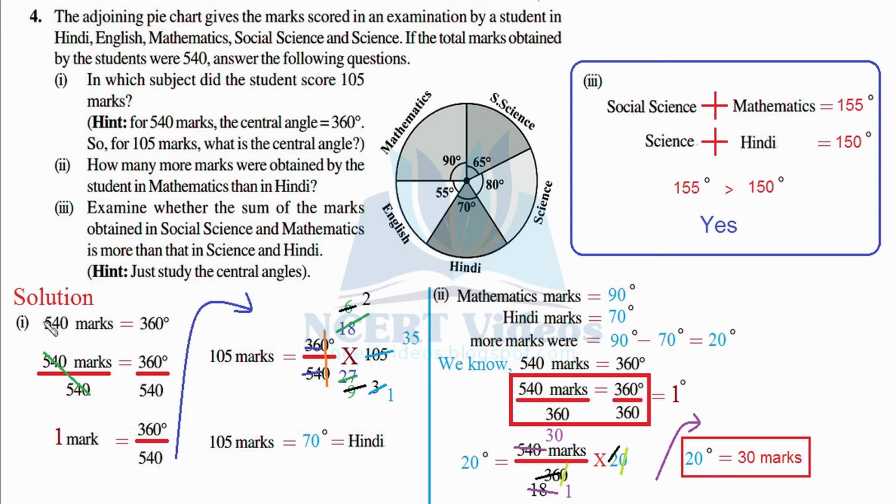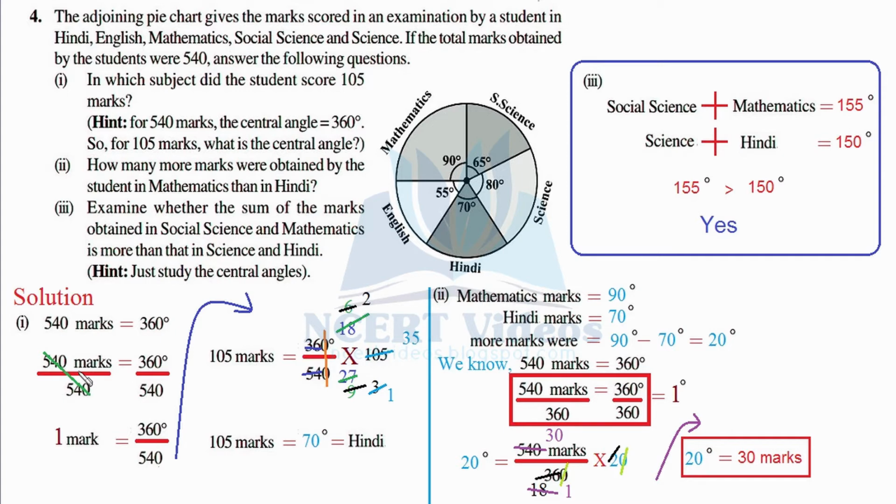So how will we perform the unitary method on marks? Simply we need to get rid of this value. How can we get rid of this value? If we divide both sides by 540, you know very well, if we divide both sides, that will not change the value. That is the beauty of fractions. So let's divide both sides by 540. The same has been done over here.